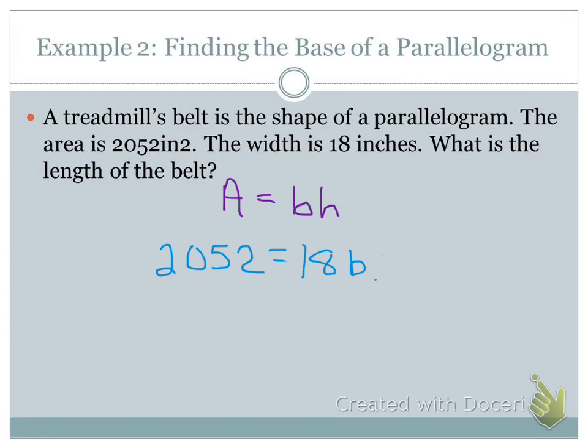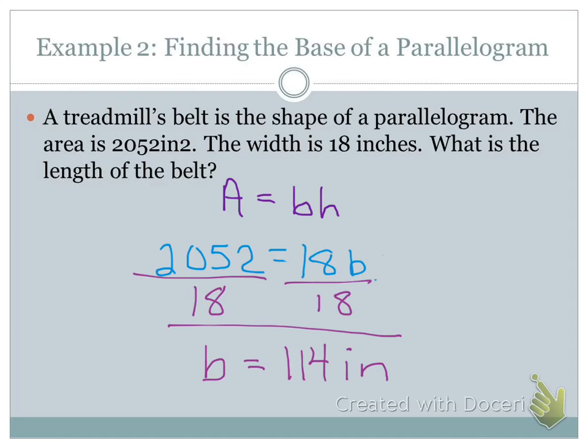18B. Now, how do I solve for B? Yep. Divide both sides by 18. And 2,052 divided by 18 is 114 inches. Okay, so that's it. That's all you need to know for finding the area of a parallelogram.